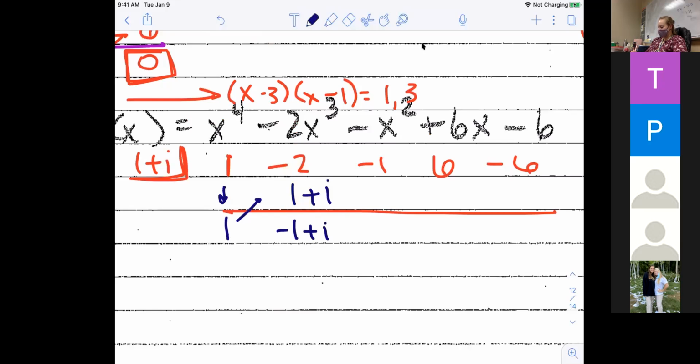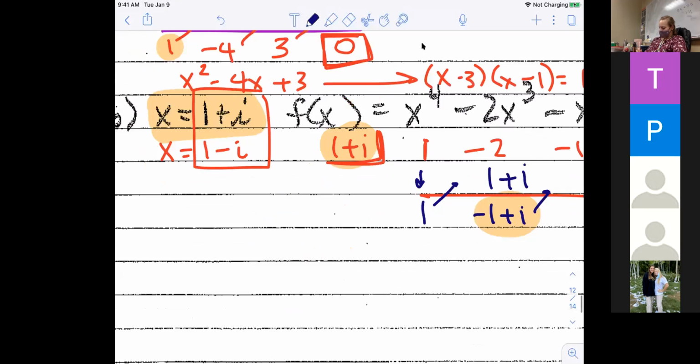Okay, continue the process. Now we're multiplying -1 plus i times 1 plus i. Ooh, we may need to do some scratch work off to the side, should we? If you can do this in your head, awesome. As you can tell, my brain must not be all the way there today because I can't. Distribute, distribute, FOIL it out.